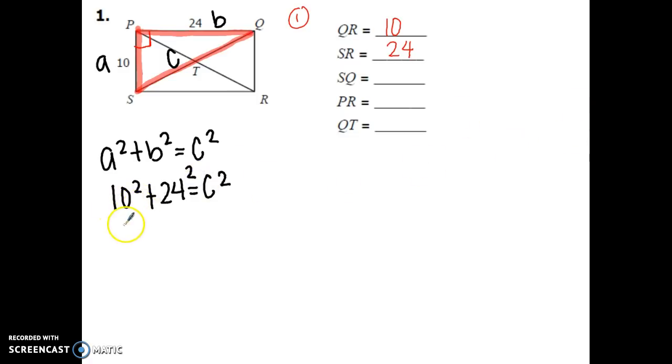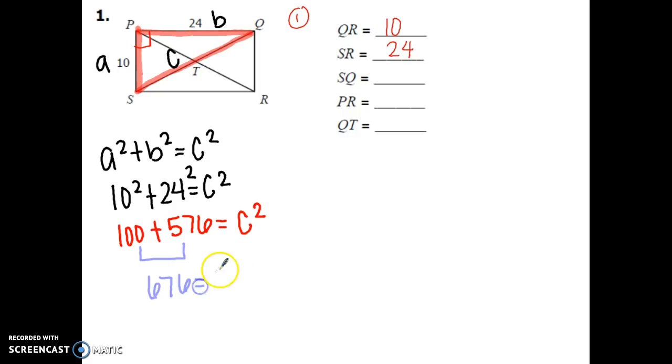Input that into the calculator. 10 squared is 100. Plus 24 squared, that is 576. That is still equal to c squared. Let's add these 2 up. That becomes 676 equal to c squared. Now we have to get rid of that square. For those of us who do not remember how, we just take the square root of both sides. Remember, that is second square on your calculator. And when we do that, we find that c is equal to 26. So this length right here will equal 26.